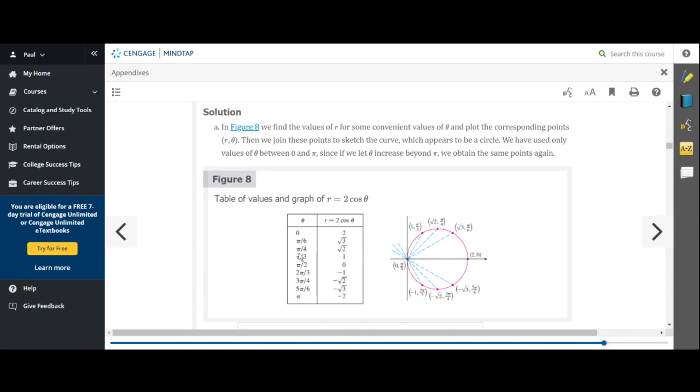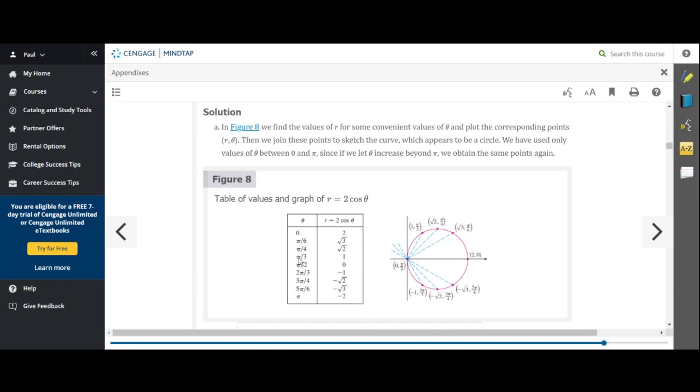And then pi over 4, that's a nice angle. Well, cosine of pi over 4 is root 2 over 2. 2 times root 2 over 2 is root 2. So the next polar coordinate is root 2, pi over 4. And so they measure out an angle of 45 degrees and move out a distance of root 2, which is about 1.4. It's a shorter distance, right?